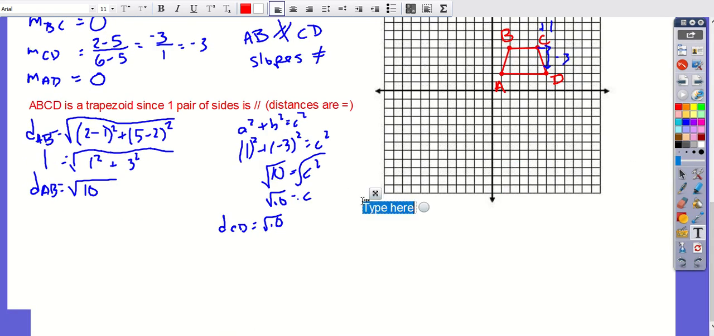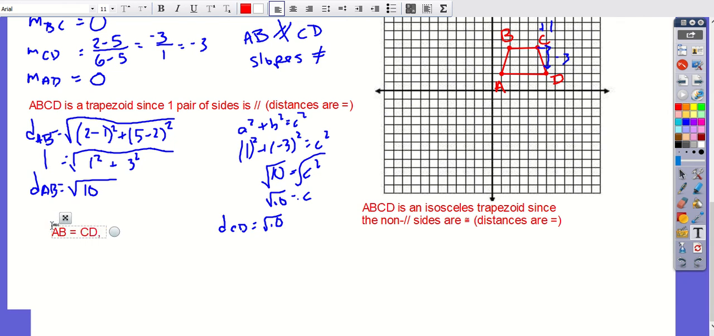Scrolling down. So we can say that ABCD is an isosceles trapezoid since the non-parallel sides are equal or congruent. Okay, and we would just say distances are the same, right, are equal. And that's it. Okay, if you want to make a statement over here that says that AB is equal to CD, feel free. Distances are equal. And then we make our summary statement over here.